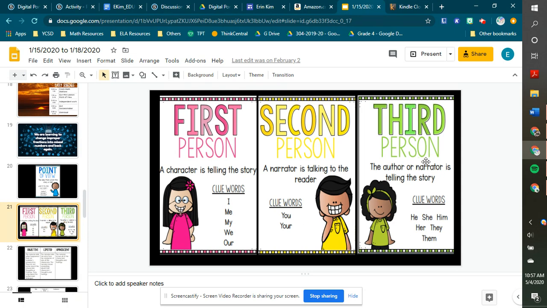Third person is when the author or narrator is telling the story. And this is probably the most common in fiction stories. So they use words like he, she, him, her, they, them.